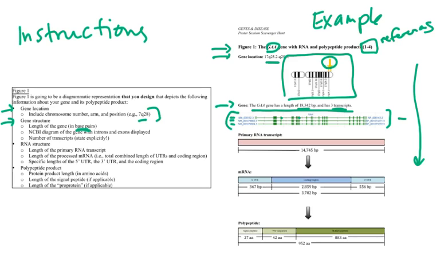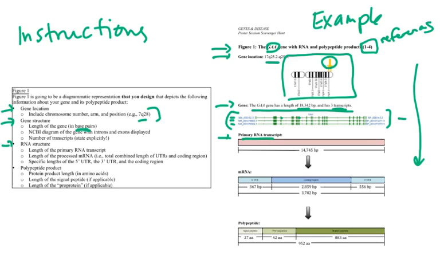Then if we move next, we have our primary RNA transcript. The gene is the DNA level, right? From the DNA, we go through the process of transcription to get our primary mRNA. So that's what we have next.